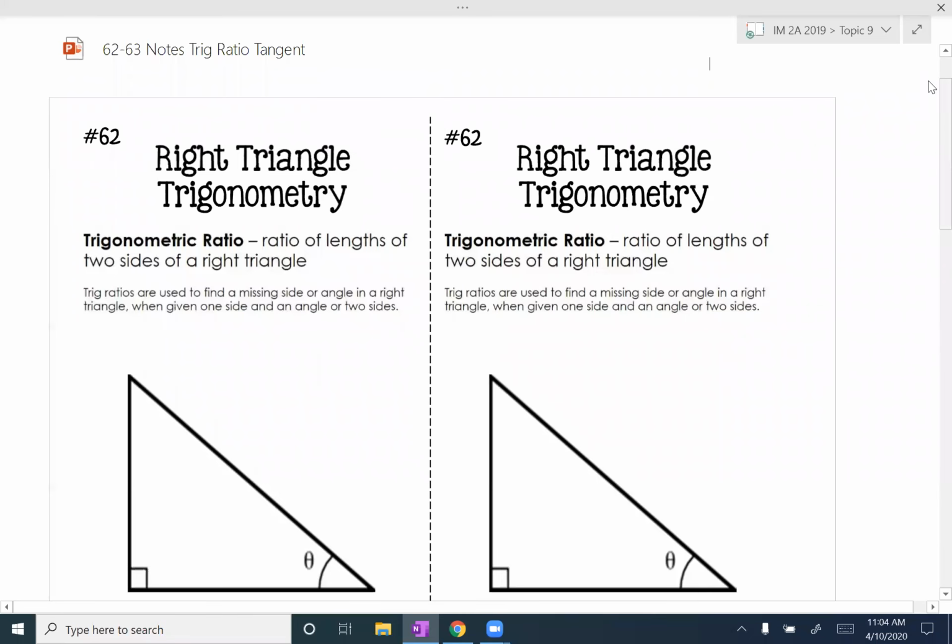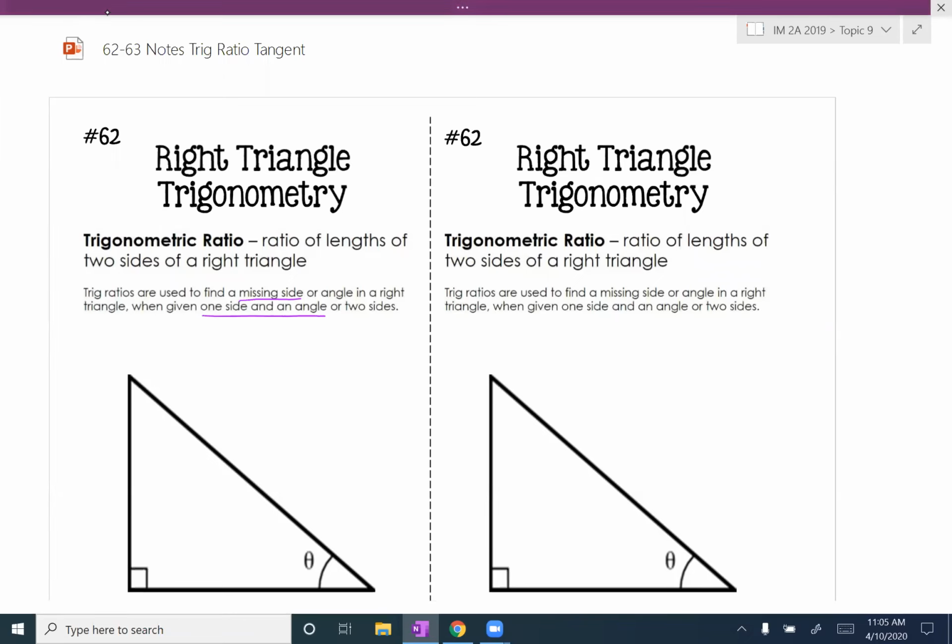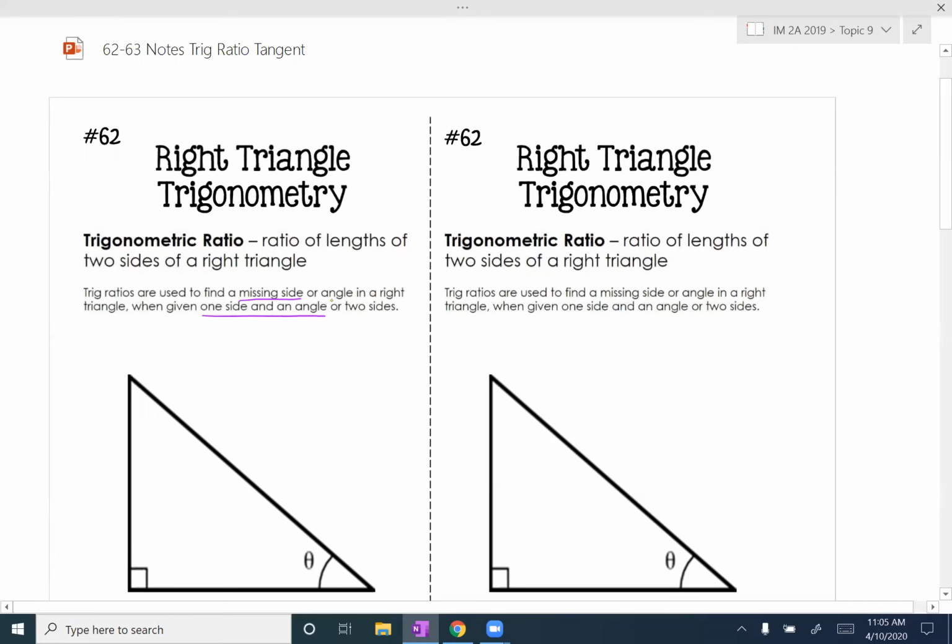In this video, we're going to go through pages 62 and 63, which is right triangle trigonometry, introducing you to the tangent function. Right triangle trig is used to find a missing side or a missing angle in a right triangle when I know one side and an angle, or two sides. When I know one side and an angle, I can find a missing side. When I know two sides, I can find a missing angle.